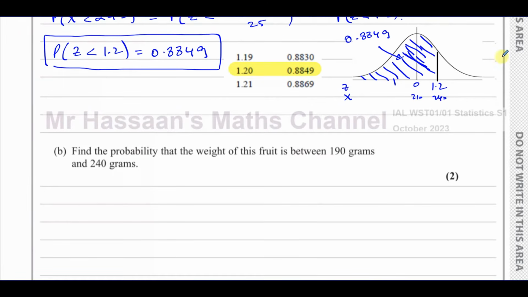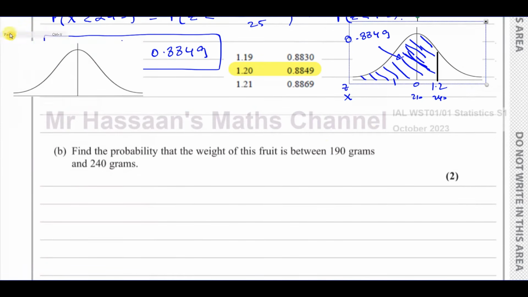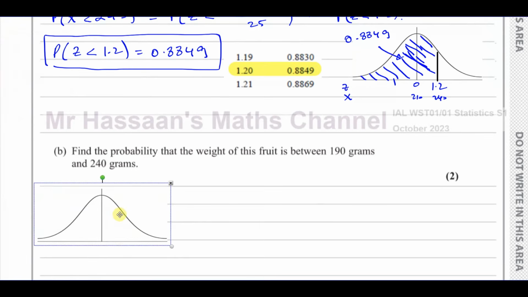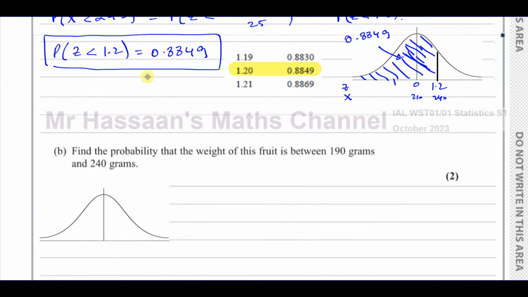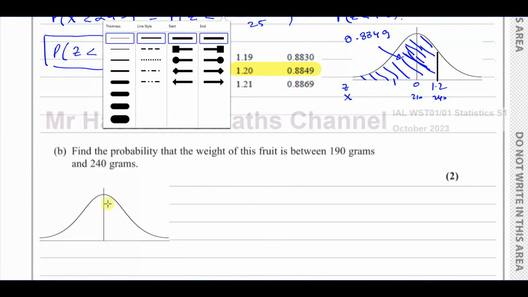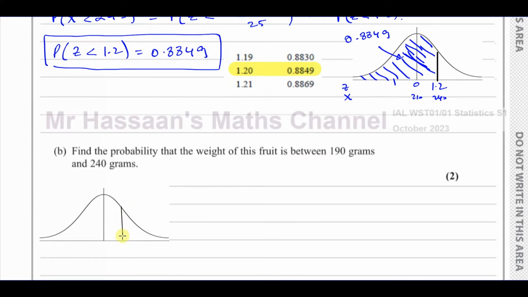So what we can do is we can just take this diagram over here and just use this to illustrate what we're going to do. So what we have already found is this. Okay, this is where the probability of it being less than 240. So if we call this 240, and in terms of Z, it's 1.2. Okay, so we got the probability of all of that below it, which was 0.8849.